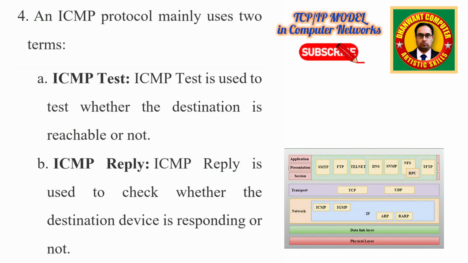4. An ICMP protocol mainly uses two terms. A. ICMP test. ICMP test is used to test whether the destination is reachable or not. B. ICMP reply. ICMP reply is used to check whether the destination device is responding or not.